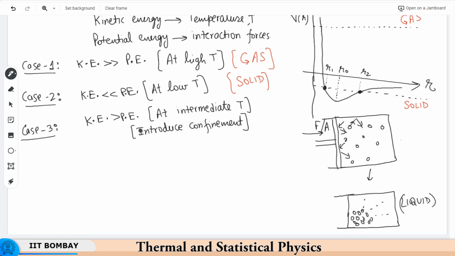So, maybe I can now conclude. The point that I am coming to is that in case 1 and 2, the only parameter that we were changing was temperature.